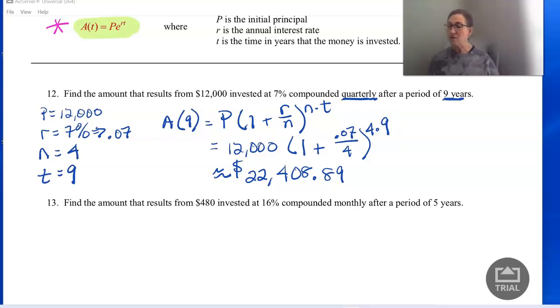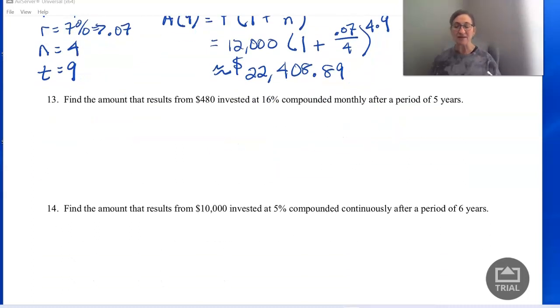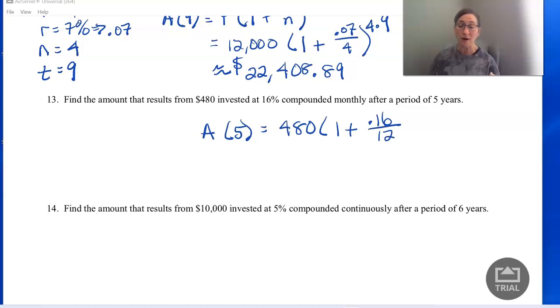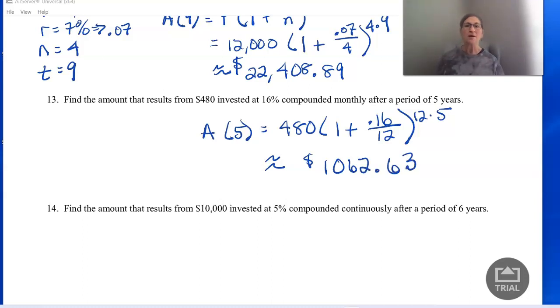Okay, so the next one is exactly the same, same type of deal. I am just going to go ahead and tell you how you set it up. It'd be A of 5 equals 480 times 1 plus 0.16 over 12, raised to the 12 times 5. When you put that in your calculator, you get approximately 1,062.63.